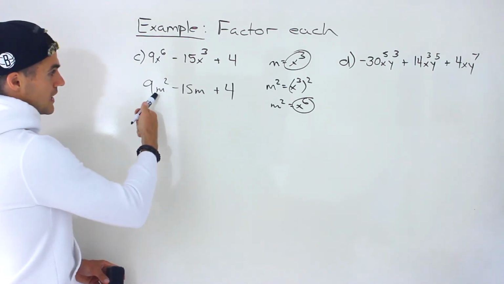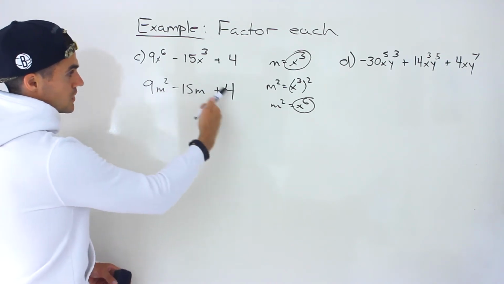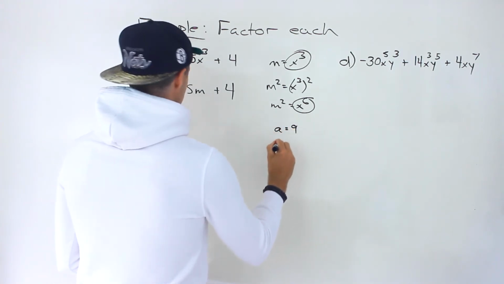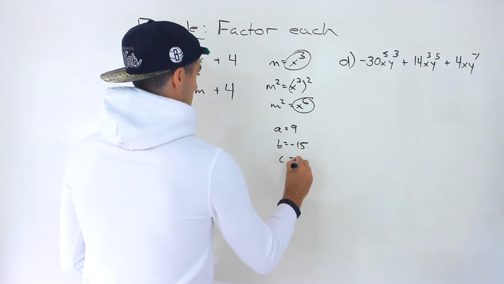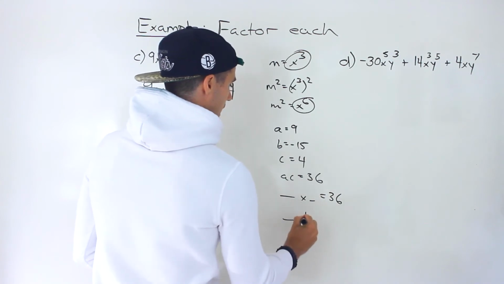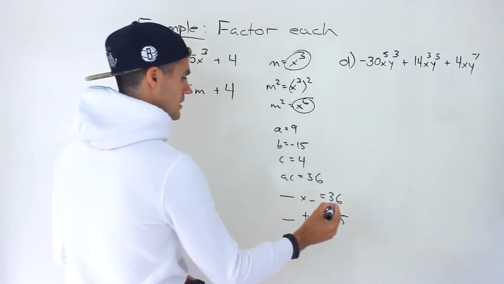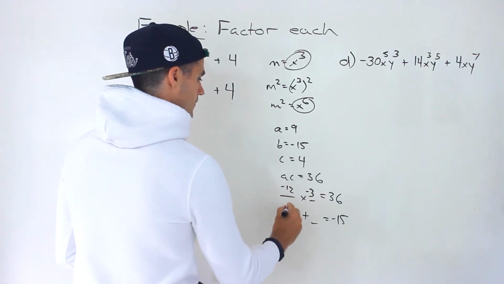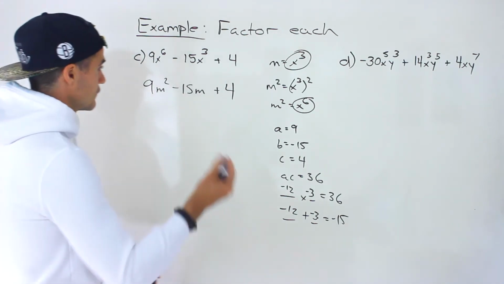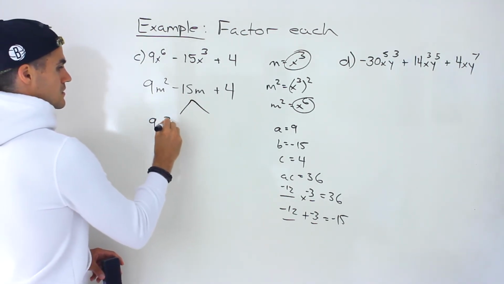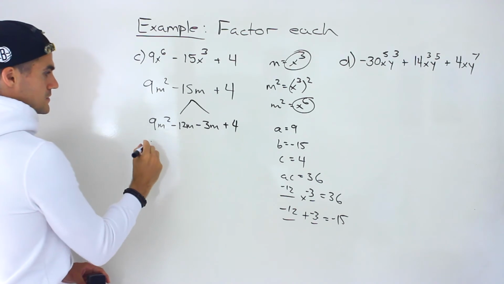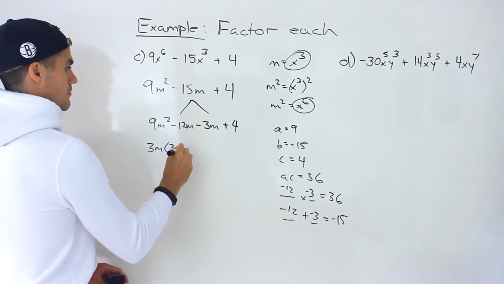So from here, notice we can't take anything out initially. From the 9 and 15, we could take out a 3, but 3 is not a factor of 4. So let's go straight into the decomposition. AC would be 36. Two numbers that multiply to 36 and add up to negative 15 would be negative 12 and negative 3. Negative 12 times negative 3 is positive 36. Negative 12 plus negative 3 is negative 15. So then we could decompose this into those two values. From these two, we could take out a 3m. We'll be left with 3m minus 4.